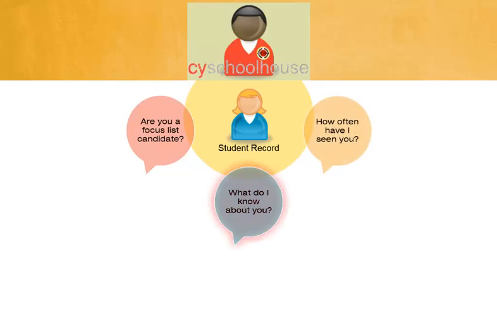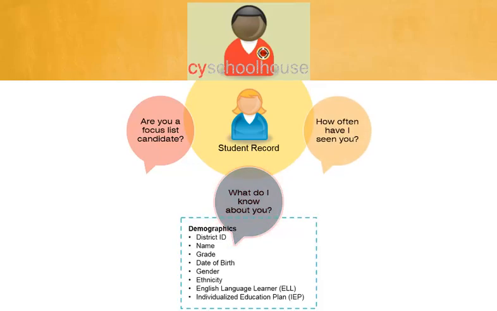What do I know about you is really focused on demographic information, including name, grade, date of birth, and the single most important identifier for longitudinal data management, the district ID. Demographic information also identifies gender, ethnicity, English language learners, and those with an individualized education plan. The start of year is the best time to get this information because the full population of students is known.